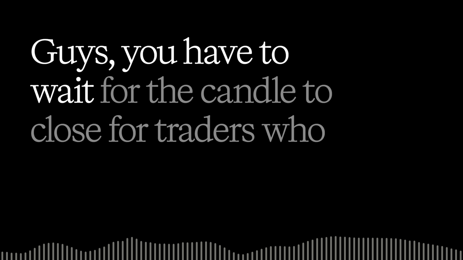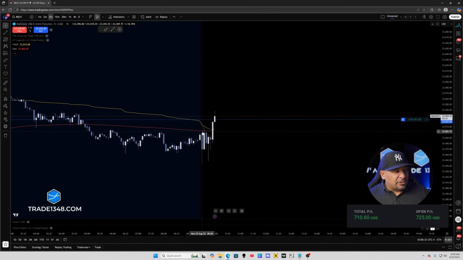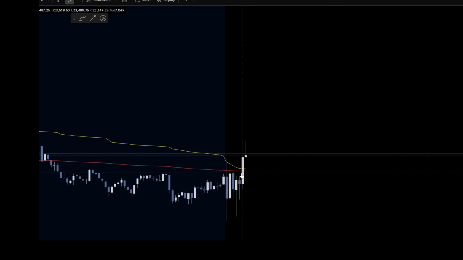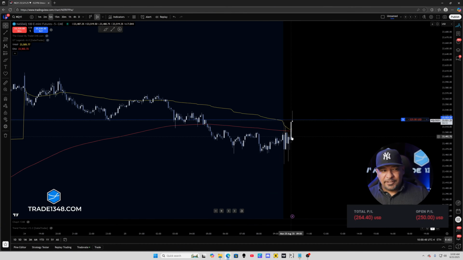Now, I trade candle close only, guys. You have to wait for the candle to close. For traders who just say, all right, I'm going to jump in the trade right here, if you assume you break VWAP, you got wicked out here, right? You got beat up because price action did not break above the 200. Now, I'm in a losing trade. Why am I in a losing trade at this point? We're going to find out.